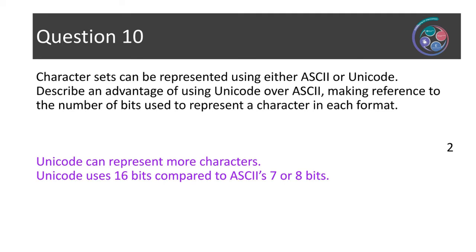symbols like our star, our exclamation mark, our ampersand, our colon, our semicolon, as well as, of course, the control characters. So that's the shift, the escape button, the function keys along the top of your keyboard. So each of those needs to be programmed and operational by a character set. Now, both ASCII and Unicode are examples of character sets. So the first part of the question is describe an advantage of using Unicode over ASCII.